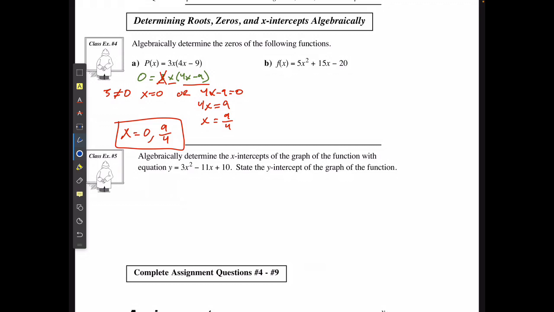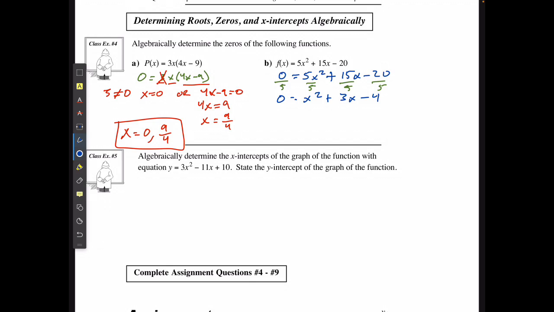In the second case, I'm going to start the same way. I'm going to say that 0 is equal to 5x squared plus 15x minus 20. All of these are divisible by 5, and because it's not an expression, it's an equation, I'm just going to divide both sides of the equation by 5, which means that I'm going to divide every single term by 5. And then I have the simplified equation, 0 is equal to x squared plus 3x minus 4.